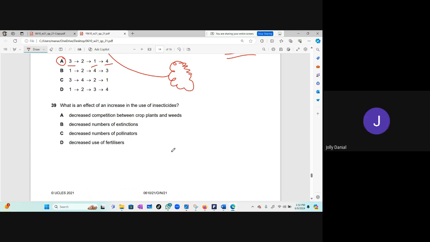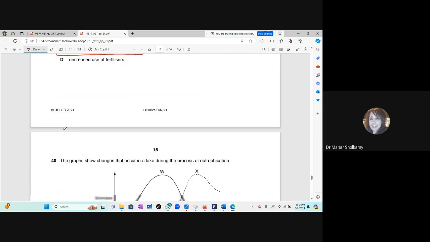It's not A at all. Insecticides kill insects, and a bee, for example, is an insect. This bee helps in pollination, so it is definitely C. When we kill the insects, such as bees, we will decrease the number of pollinators. It's not A, it's C.